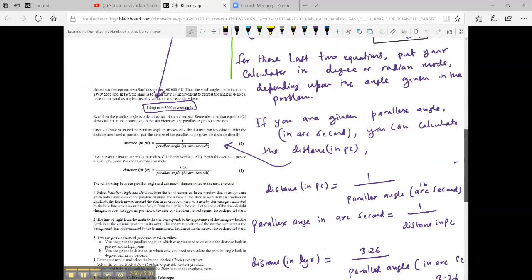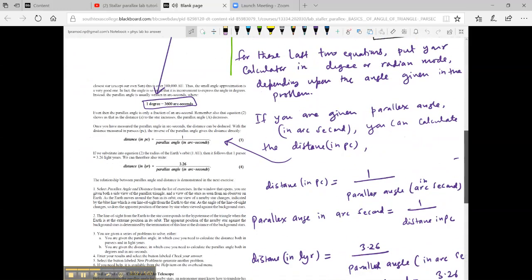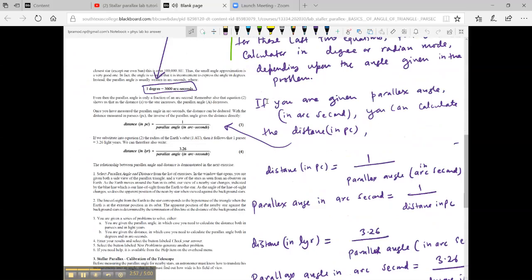For the second part, if you are given the parallax angle in arcseconds, then you can calculate the distance in parsecs. Here, distance in parsecs should be equal to 1 over the parallax angle in arcseconds. Make sure that if they give you the angle in degrees, then you multiply that degree angle by 3600 to get into arcseconds, because this input is in arcseconds, so you have to convert the angle into arcseconds if it is not.